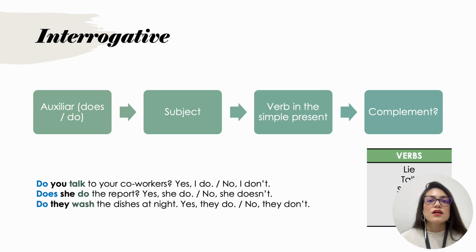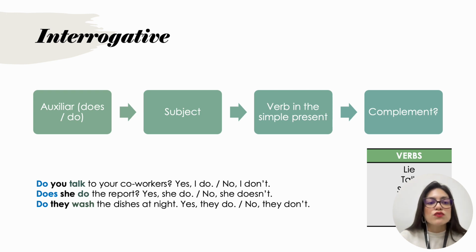Okay, and finally we're going to see the interrogative form. Okay, so remember this interrogative form is to just answer with a yes or a no. So the formula is that first we're going to write our auxiliary does or do, depending on the person that we use, then the subject, then the verb in the simple present, and finally the complement. For example, do you talk to your co-workers? Yes, I do. No, I don't. Does she do the report? Yes, she does. No, she doesn't. Do they wash the dishes at night? Yes, they do, or no, they don't.